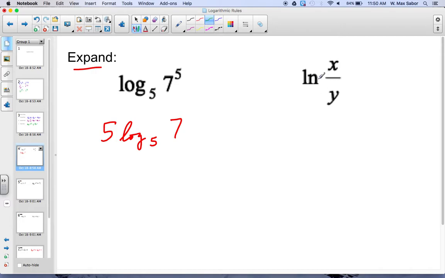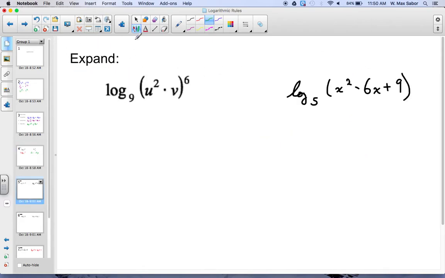Here we're taking the log of a quotient, so we're going to take the difference of the logs. So this was product rule, this was quotient rule. You have to have these memorized. Here we have more than one rule going on at once. You could distribute the exponent first. Actually, I feel like doing that.